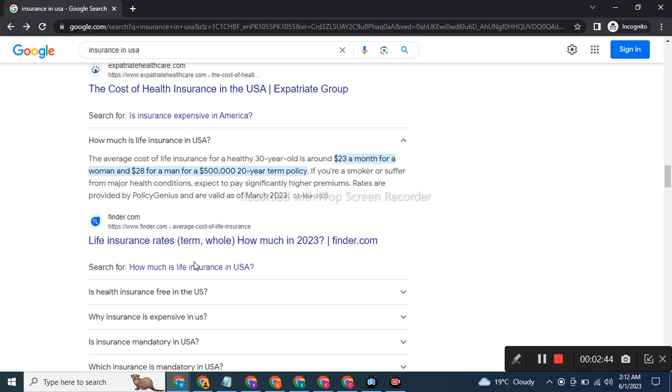How much is life insurance in USA? The average cost of life insurance for a healthy 30-year-old is around $23 a month for a woman and $28 for a man, for a $500,000 20-year term policy. If you're a smoker or suffer from major health conditions, expect to pay significantly higher premiums. Rates are provided by Policygenius and are valid as of March 2023.